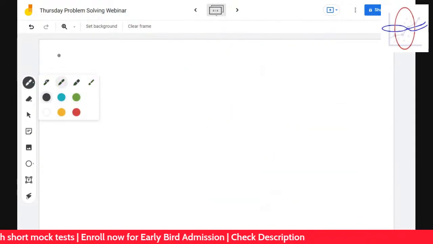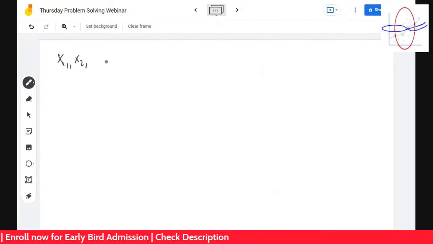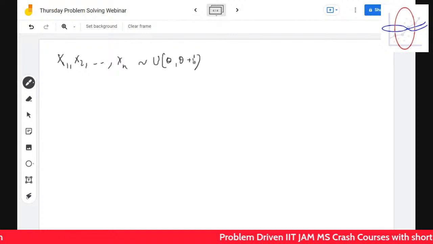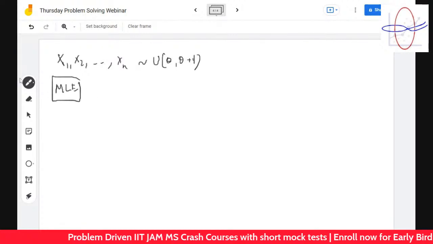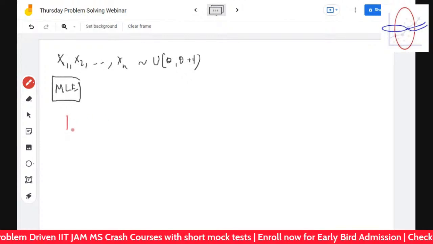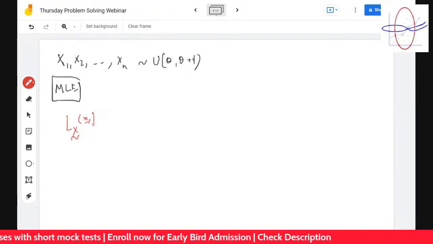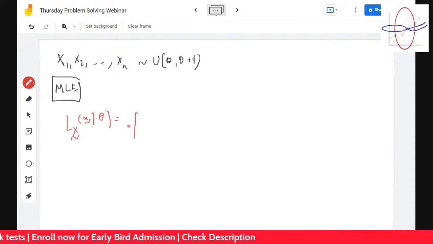X1, X2, ..., Xn follows uniform theta comma theta plus 1. So let's compute the MLE. How do you compute the MLE? First, we calculate the likelihood. The likelihood of x vector given theta is nothing but the joint distribution.